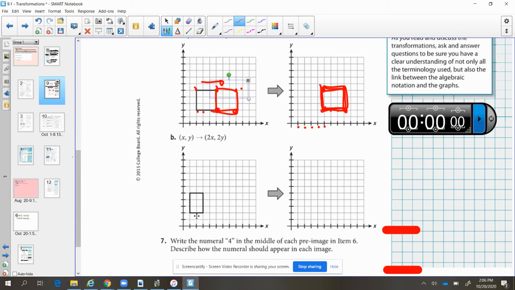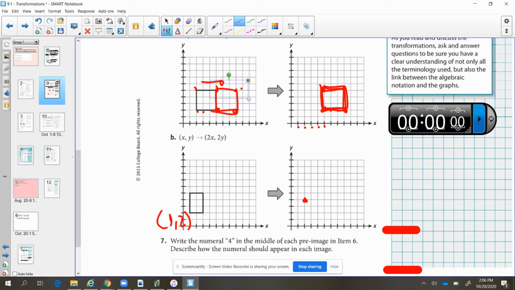Now, letter B, what would be happening here? Well, what's happening here is that this is no longer the same size, right? This one is going to transform, well, we're going to double it, where instead of being at 1, 2, our rule now is that we're doubling this. So this new location is going to be at 2, 4 in our image.